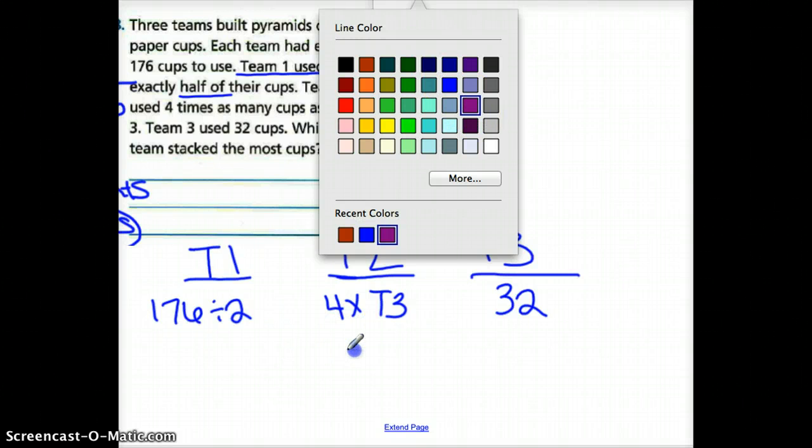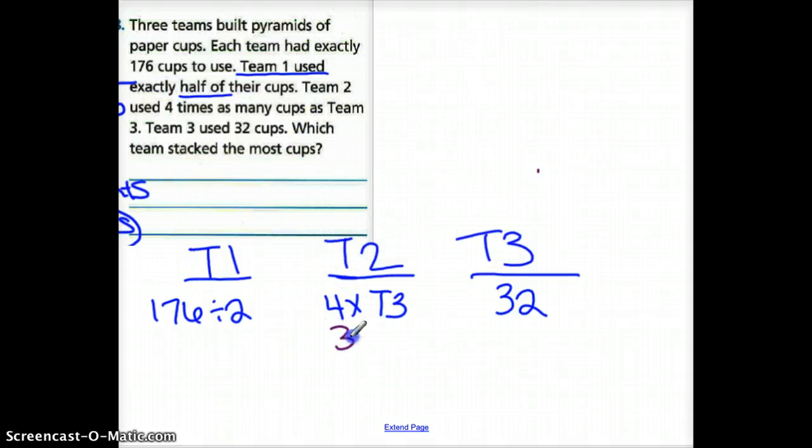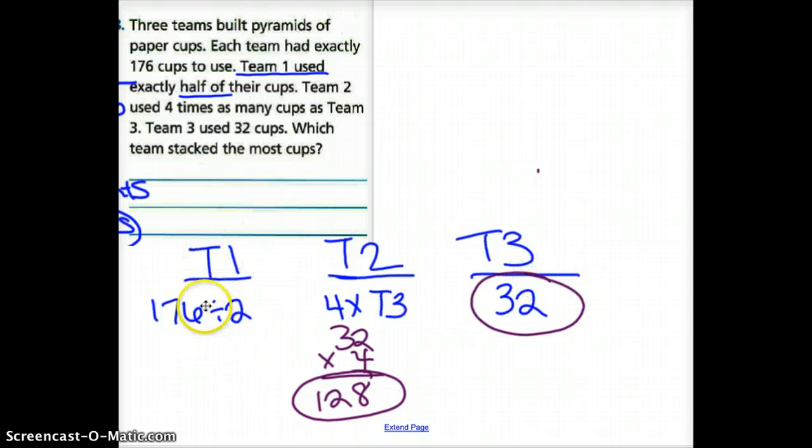So I'm going to do 32 times 4. 4 times 2 is 8. 4 times 3 is 12. So Team 2 used 128. Team 3 used 32. Now I have Team 1 left.